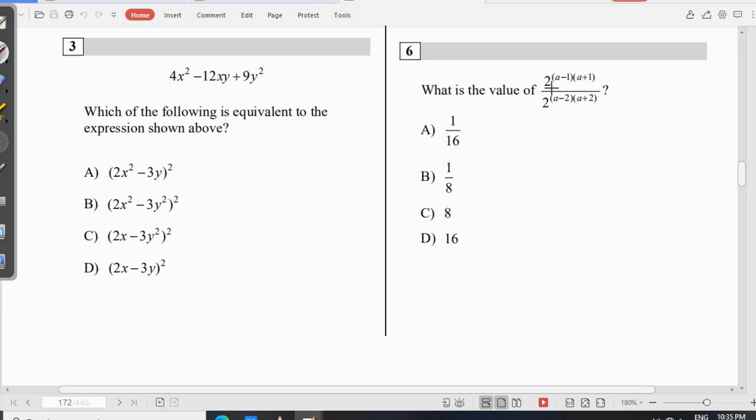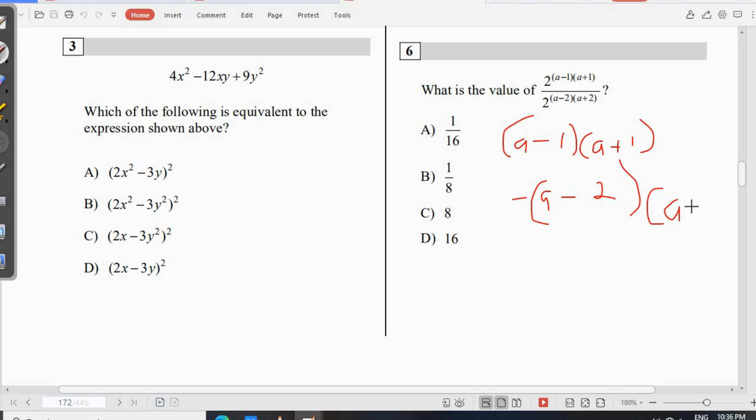So here we have 2 raised to power a minus 1, a plus 1, and 2 raised to power a minus 2, a plus 2. Now, because the bases are the same, these 2 raised to, we'll just be handling the top. This is the exponent. a minus 1, a plus 1, and minus, remember it's minus, a minus 2 into bracket a plus 2.